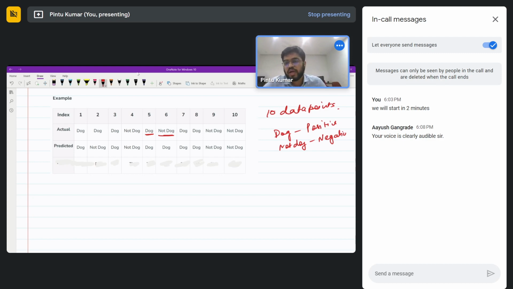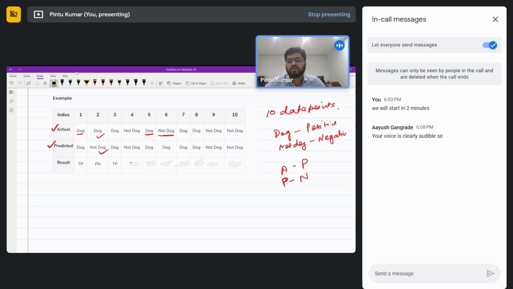Okay. Now if you look at the first example, the actual data was dog and we predicted it to be dog. Then what kind of data point is it? This is actually a true positive, right? Yeah, so this is true positive. Now if we look at our second example, this says that the data point was actually dog, but it was predicted to be not dog. So it was actually positive but predicted to be negative. So this is a false negative because it has been predicted falsely negative. So let's verify. Yeah, this is false negative.